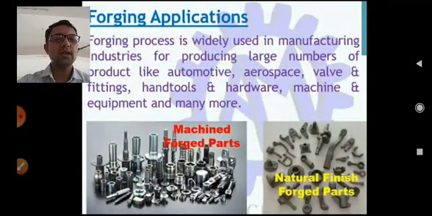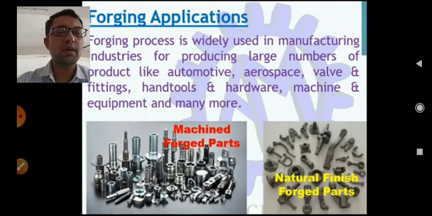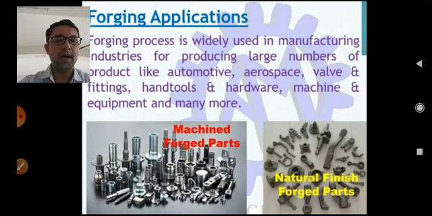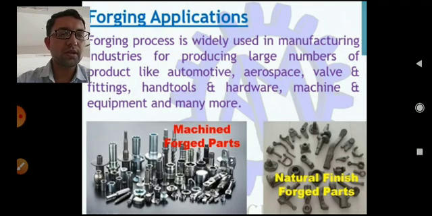Now the next thing is forging application. The forging process is widely used in the manufacturing industry for producing a large number of products like automotive, aerospace, valves, fittings, hand tools and hardware. As seen in the picture, all these components are made with the help of forging. There is also a natural finish on the product that we have seen. It's a very simple process, but it requires a large force.